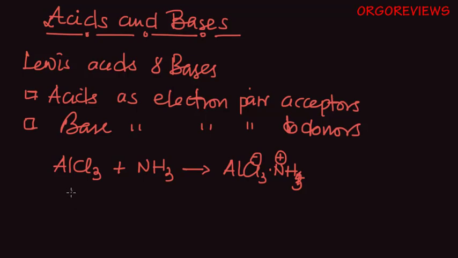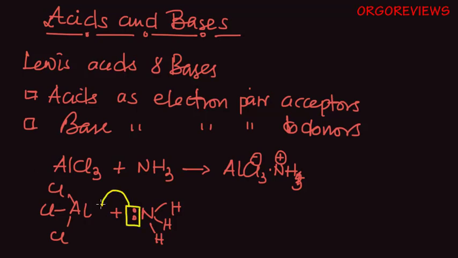You first of all draw the Lewis structure. Aluminum will have 3 chlorine atoms attached to it, and it's going to react with nitrogen that has 3 hydrogens attached to it. Of course, there's going to be a lone pair. In this case, aluminum doesn't have an octet, so it's very electron deficient. It will accept the lone pair of electrons donated by ammonia. So this lone pair will be shared with aluminum, and that will give us something that looks like this.